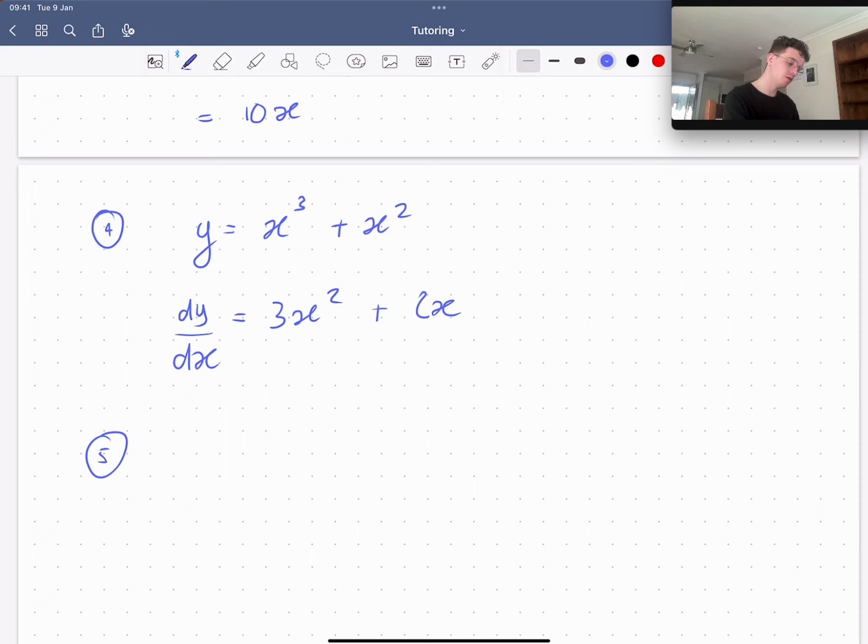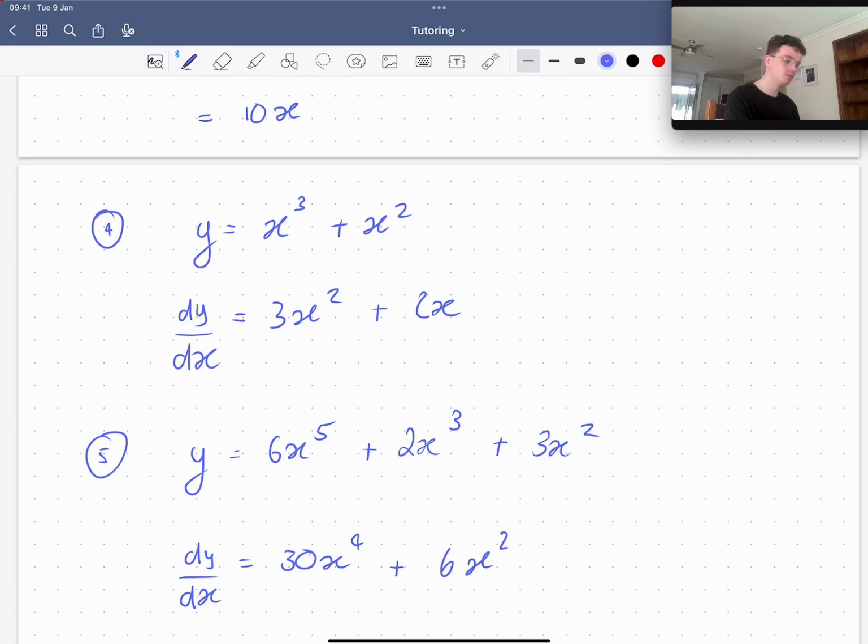Question number 5. y is equal to 6x to the power of 5 plus 2x cubed plus 3x squared. dy dx, we bring down the power, 6 times 5 is 30, x to the power of 4, 5 minus 1 is 4, plus 2 times 3 is 6, x to the power of 2, plus 3 times 2 is also 6, x to the power of 1.